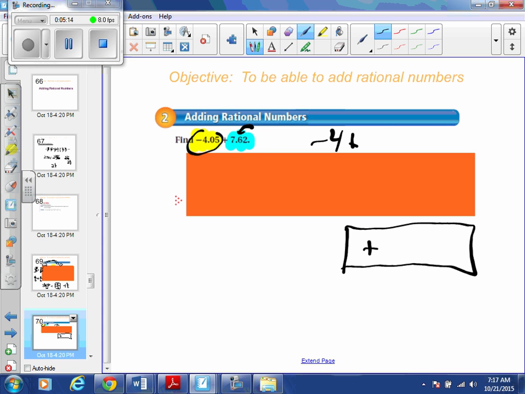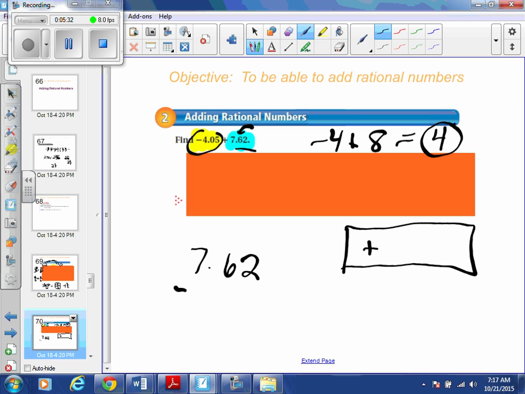Let's also estimate this before we start. Negative $4.05 is awfully close to just negative $4. And $7.62 is a little bit closer to $8. So negative 4 plus 8 would be positive 4. Our answer should be really close to positive 4.